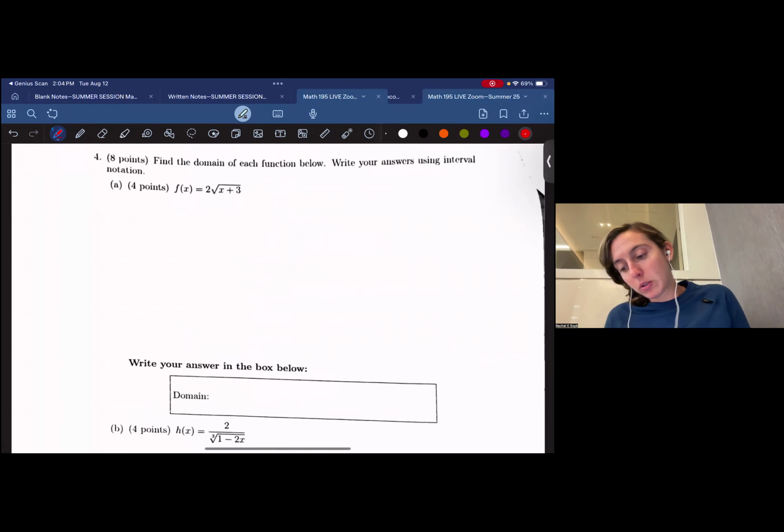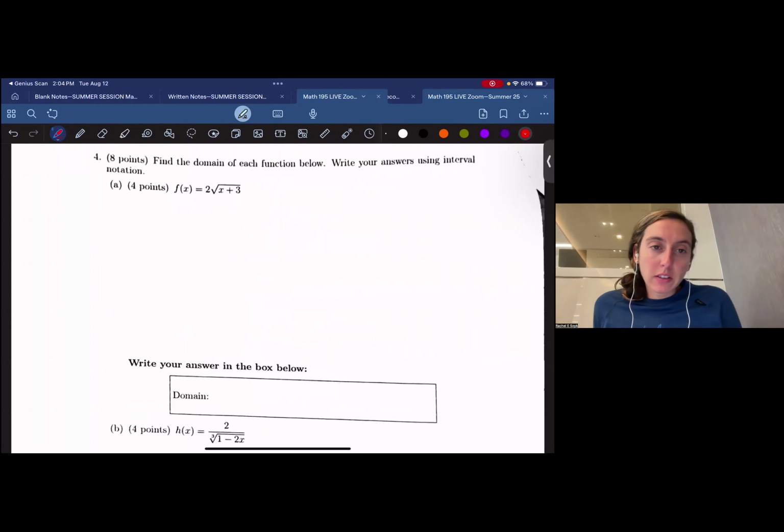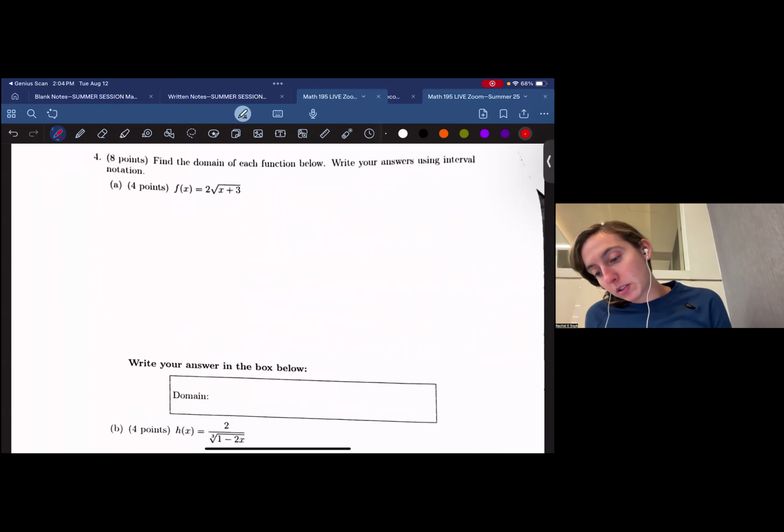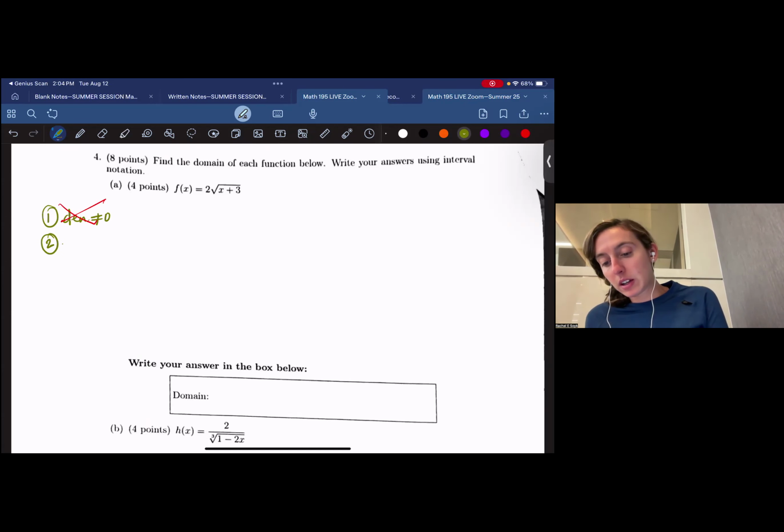Let's move on to question 4. Find the domain of each function below and write your answer using interval notation. So no fraction here, which means we can exclude the denominator not being equal to 0, but we do have an even root index.